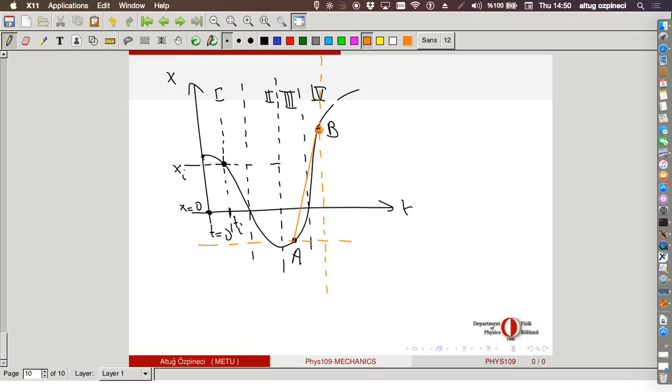Now, this point is XB. This point over here is XA. This is TA, and over here is TB. So we know the time of these events, A and B. The time of A is TA. The time of B is TB. And we also know the positions at the times TA and TB. Now we have defined the average velocity.